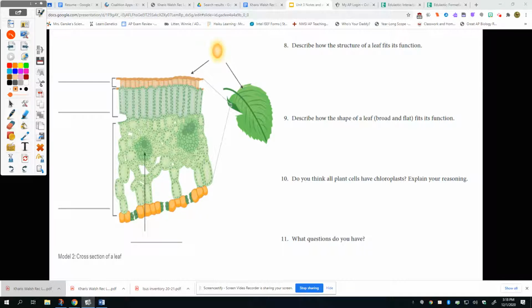And then it says, do you think all plant cells have chloroplasts? Well, the leaf cells do, but do all plant cells? Not necessarily. We teach that plant cells have chloroplasts. Well, they do, but not all of them are photosynthetic. Not all of them have chloroplasts. Think about the trunk of a tree. There's no need for it to have a chloroplast. So the cells that have the chloroplast function in photosynthesis.